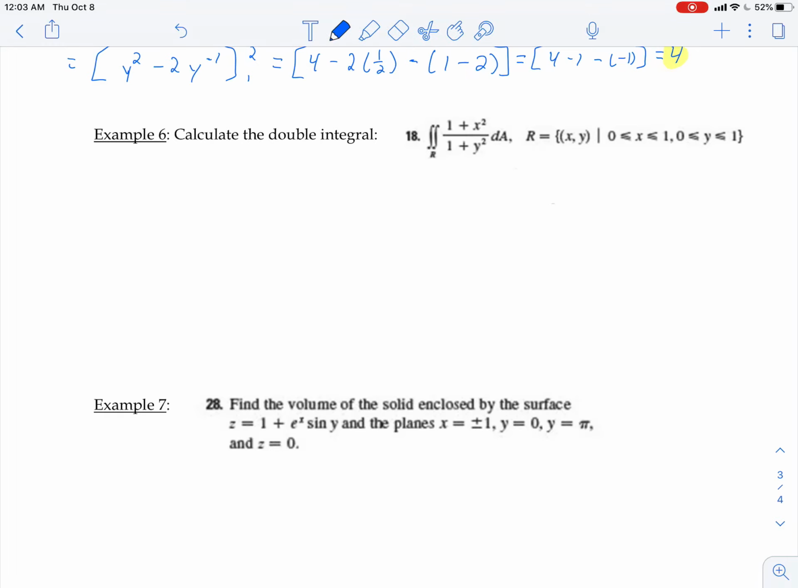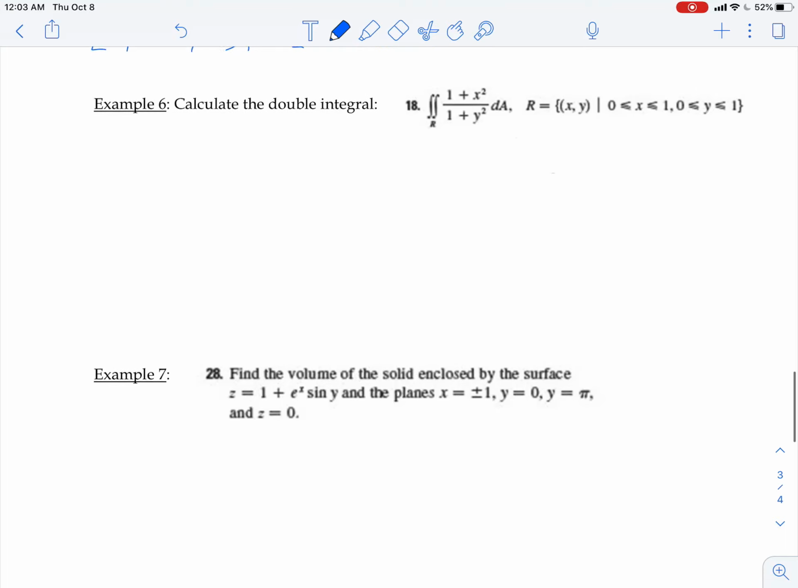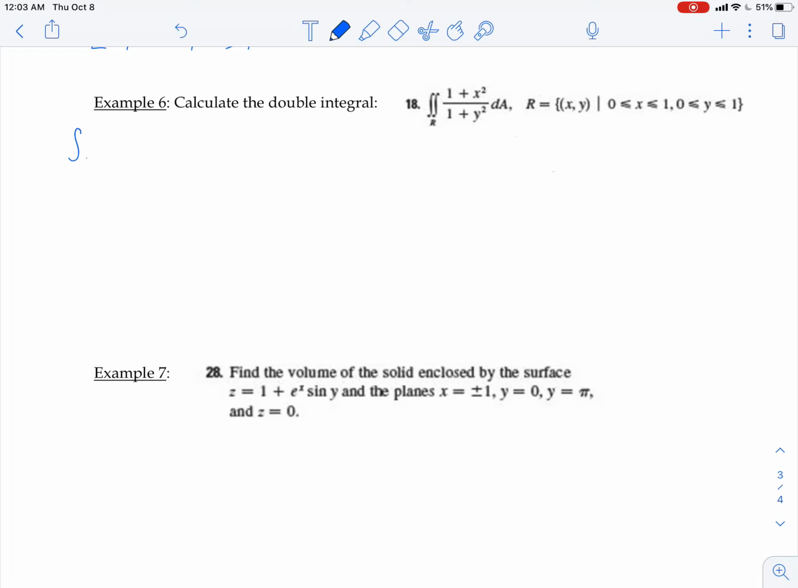Alright, welcome to the second part of page 3. We're going to calculate the double integral of the function (1 plus x squared) over (1 plus y squared) of our region for x 0 to 1 and y 0 to 1. So I'm going to go ahead and say 0 to 1, 0 to 1, 1 plus x squared over 1 plus y squared. Then I'm going to say dx.